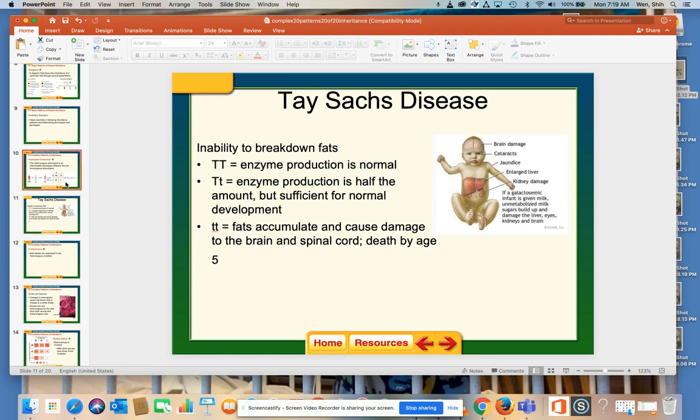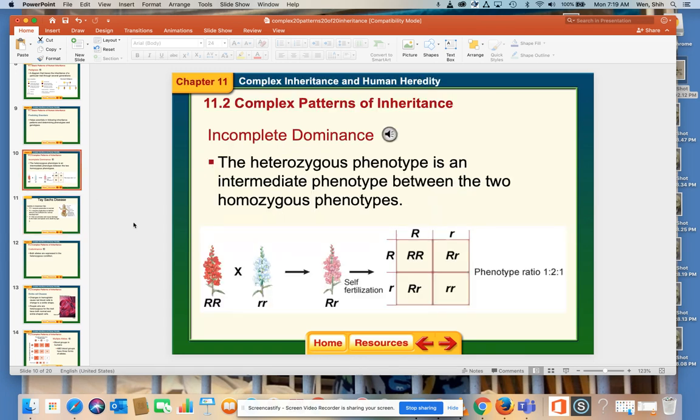So today's lesson is going to be incomplete dominance. This is going to be slides number 10 and 11 on your complex inheritance of traits PowerPoint. In incomplete dominance, the heterozygous phenotype is an intermediate phenotype between the homozygous phenotypes.